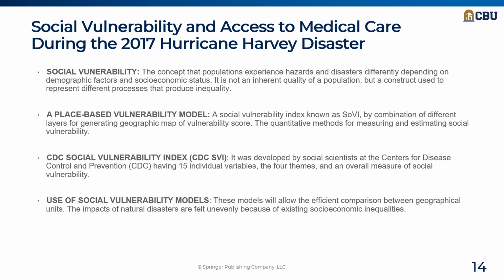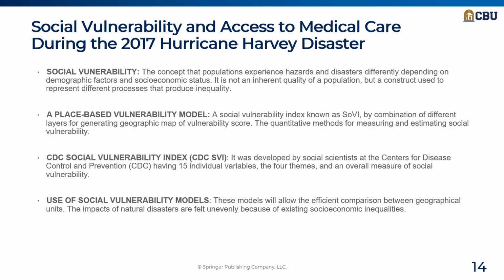To measure this, researchers developed place-based vulnerability models. One of the earliest ones was the Social Vulnerability Index. That was introduced back in 2000. It combines physical hazard exposure, like flood zones and hurricane wind risk, with socio-demographic data that we use to map where vulnerabilities are concentrated.